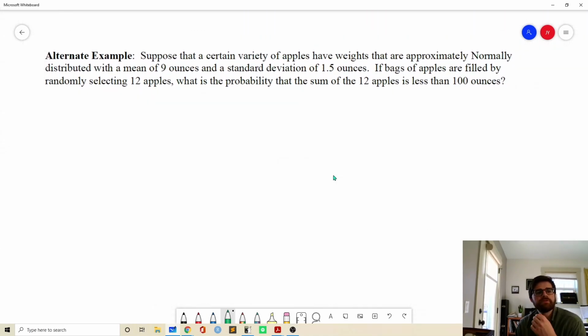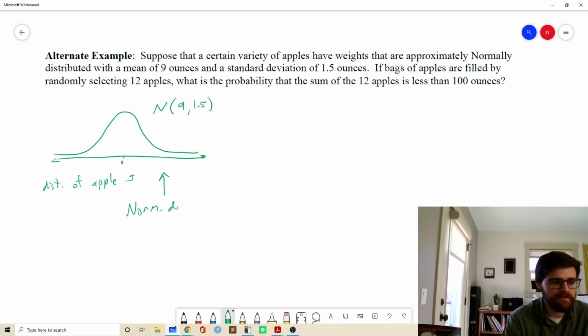All right, suppose we have a certain variety of apples, and the weights of these apples has been proven to be approximately normal. And the mean is 9 ounces, and the standard deviation is 1.5 ounces. So this is our distribution of an apple, right? If we took a randomly selected apple, this is what the distribution would look like.